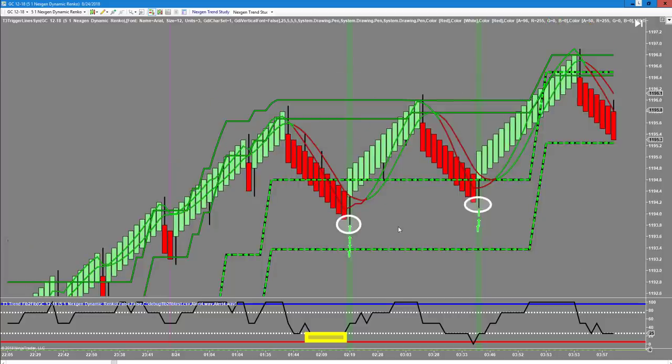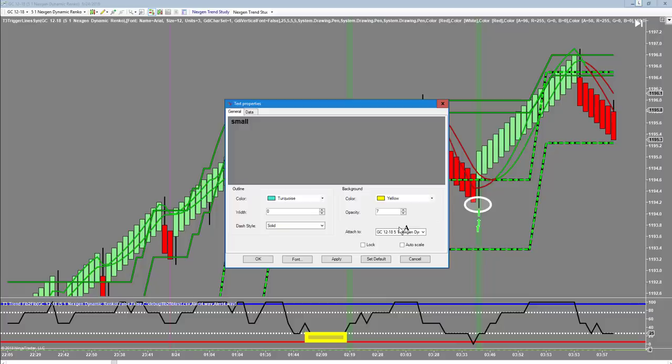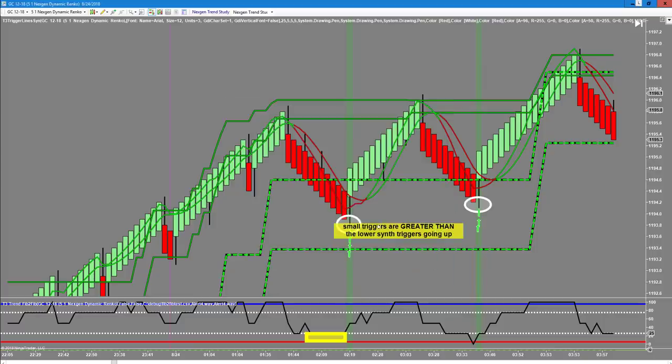Does everybody understand that? These are two looks where small triggers are greater than the lower synthetic triggers. Everybody see that? The small triggers are physically above the bottom of the synthetic triggers going up. So it creates the opportunity for more up.